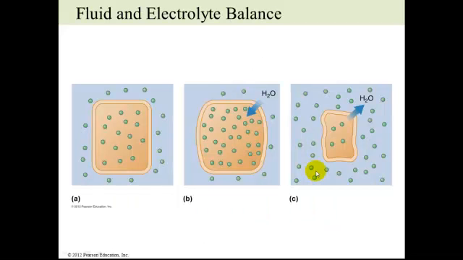Now, if we think about what would happen in a cell, if you have some amount of solute in the fluid, the intracellular fluid, and some amount of solute in the extracellular fluid, if those two concentrations of solute are the same, you get a little bit of movement of water in and a little bit of movement of water out, and overall you get no net movement. Right? So the cell maintains its shape.